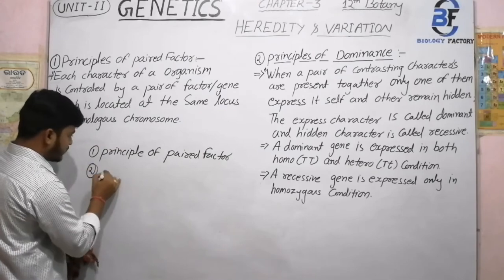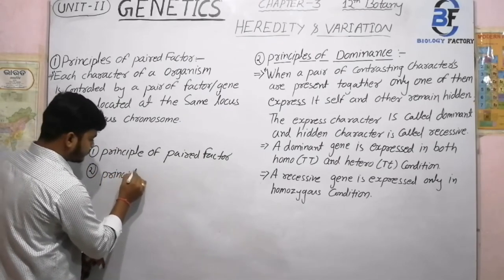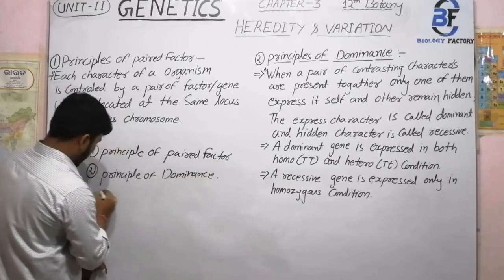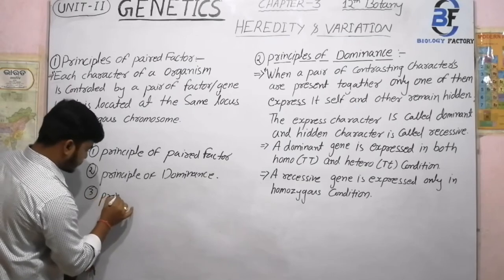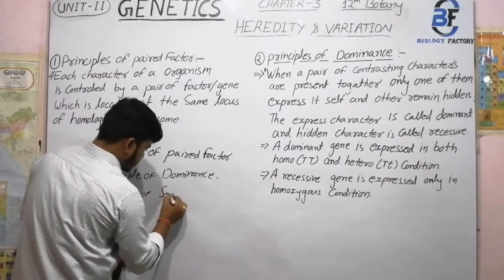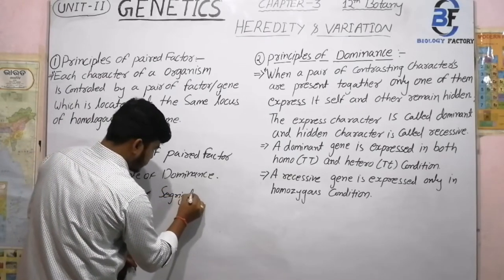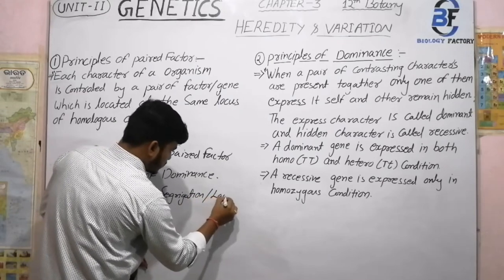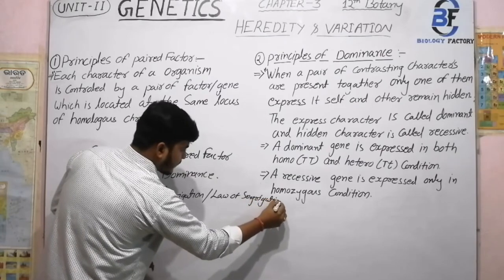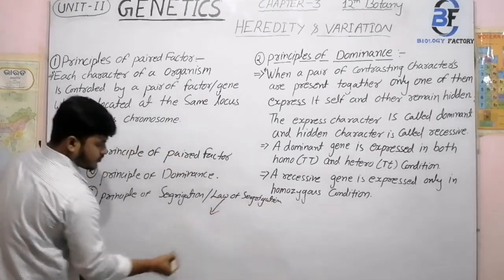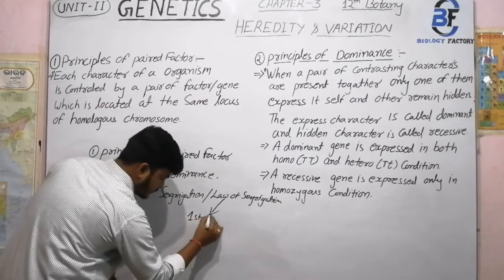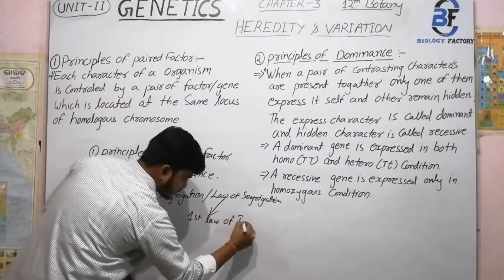The second one is the principle of dominance, and the third one is the principle of segregation, or law of segregation. The law of segregation is also known as the first law of inheritance.